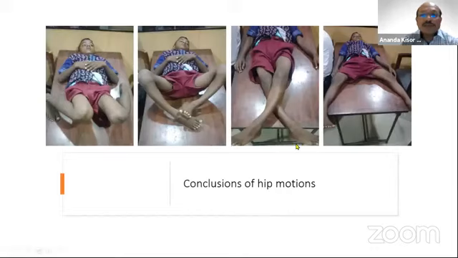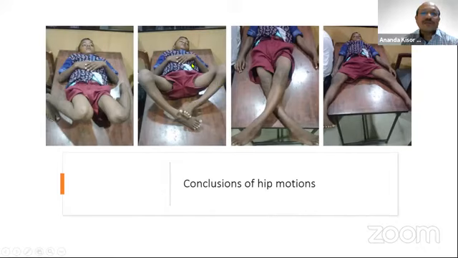Suppose this is the case, you can see here, this one on the left side. You can see here, this is excessive internal rotation. The patient can sit like this. This is known as the sitting in television position. So it is excessive internal rotation, and you see the external rotation is relatively restricted.